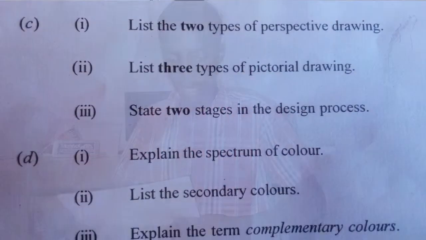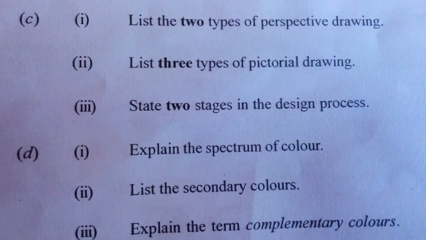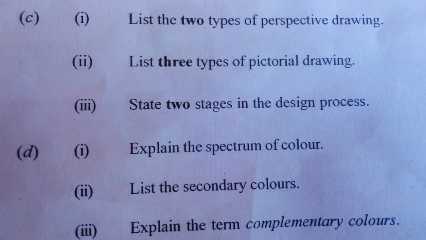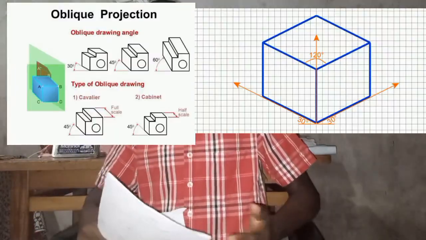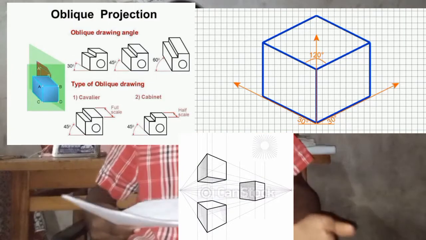To the next question. 1C II. List 3 types of pictorial drawing. First, you have the oblique, you have the isometric, you have the perspective drawing. Oblique, isometric, and perspective drawing.